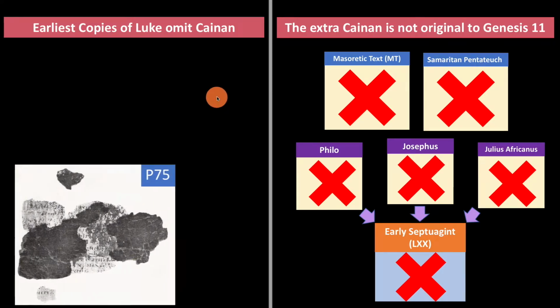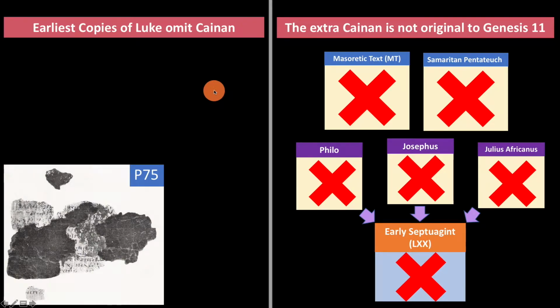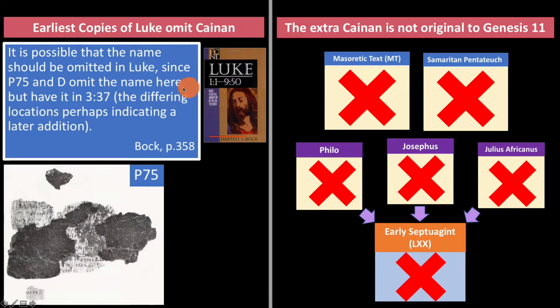Bock, in his commentary on Luke, says the following about the extra Kainan. "It is possible that the name should be omitted in Luke since P75 and D omit the name here, but have it in 337." So here is Bock, someone far smarter than you or me, and someone with far greater credentials, using P75 as evidence that the extra Kainan was not in the original document. And to this, I simply have to say I disagree with Bock.